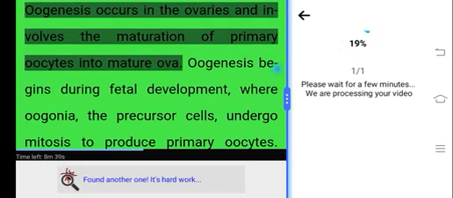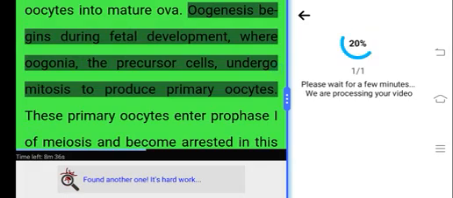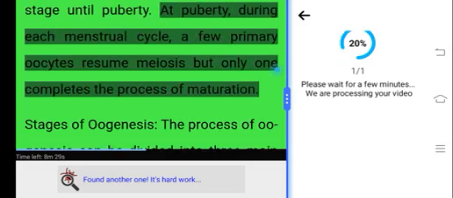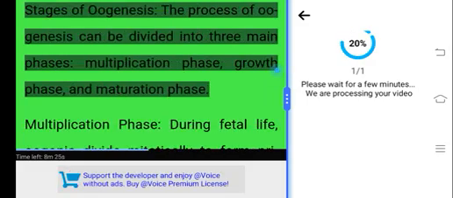Oogenesis. Oogenesis occurs in the ovaries and involves the maturation of primary oocytes into mature ova. Oogenesis begins during fetal development, where oogonia, the precursor cells, undergo mitosis to produce primary oocytes. These primary oocytes enter prophase I of meiosis and become arrested in this stage until puberty. At puberty, during each menstrual cycle, a few primary oocytes resume meiosis, but only one completes the process of maturation.